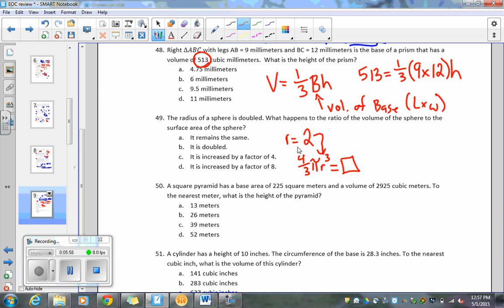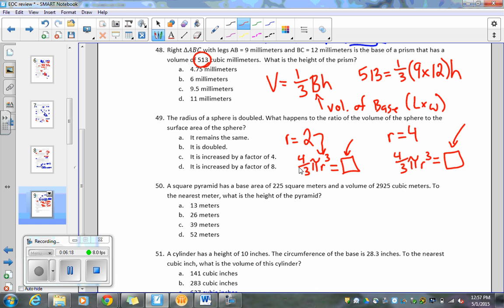Okay, and then if I double the radius, that means my radius is now 4. What happens when I plug it in here? So we're just trial and error here, folks. And then I'm going to get my answer here. Okay, now the question is, how much larger is that volume than that volume?